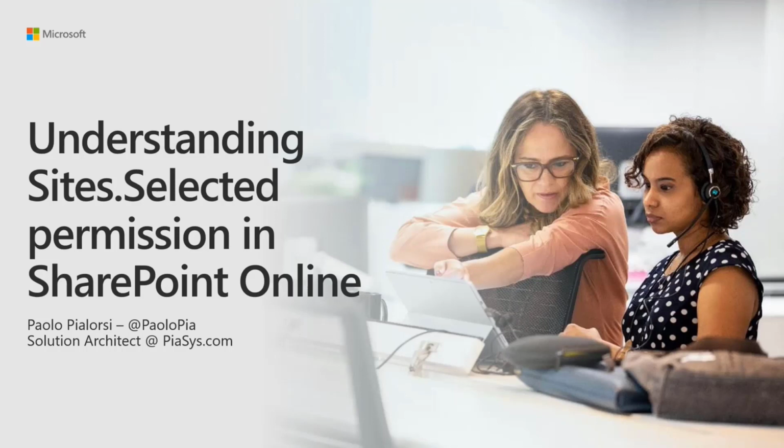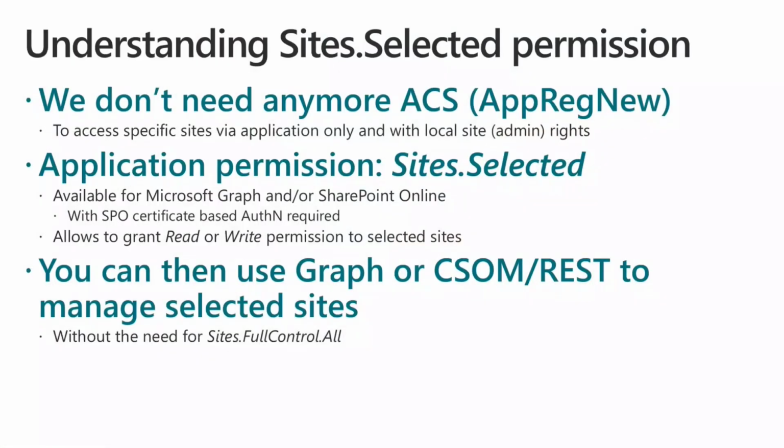Yes, now we're going to talk about how we can use the new Sites.Selected permission that we have in Azure Active Directory in order to access SharePoint Online content. So let me briefly explain what the context is, and then I will move to the demo environment. Most of us were used to using the app-reg-new page to register, through ACS and the old school SharePoint admin model, client IDs and secrets in order to access specific site collections or specific content with specific permissions.